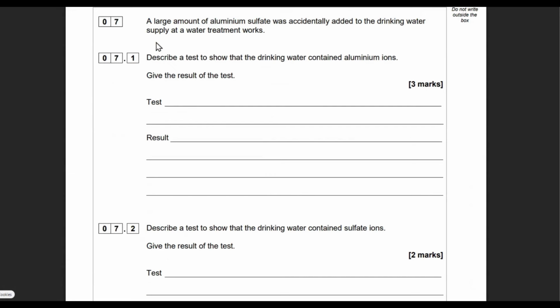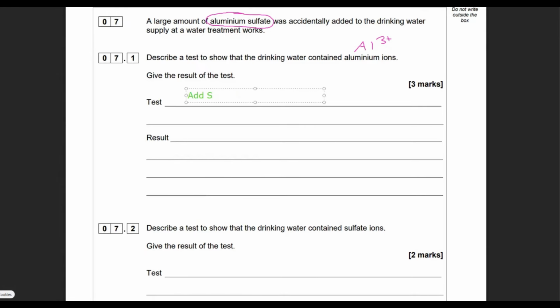Right, 7.1. A large amount of aluminium sulfate was accidentally added to drinking water supply at a water treatment works. Describe a test to show that the drinking water contained Al3+ aluminium ions. Give the result of the test. Pause the video, see if you can write it down, folks. Right, I'm going to go through the answers.